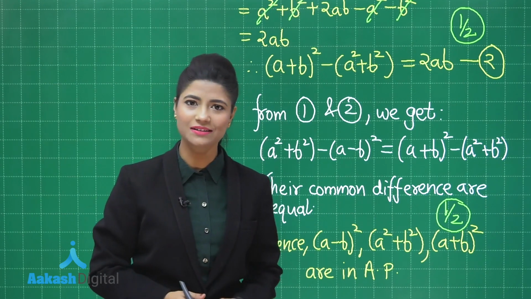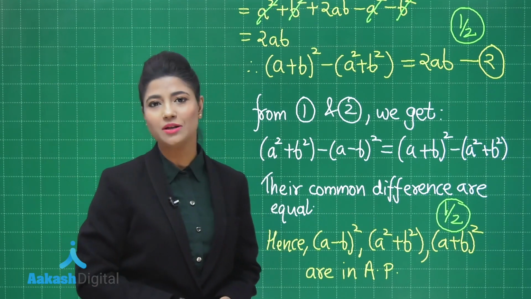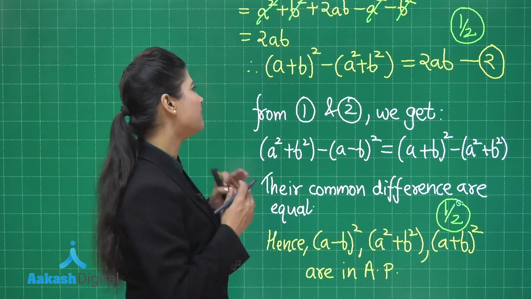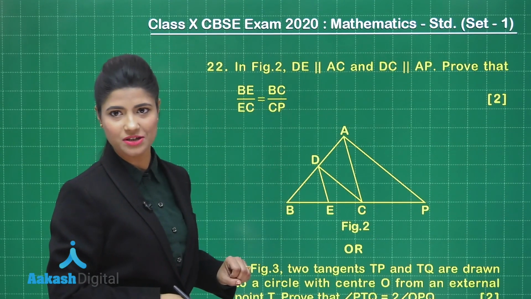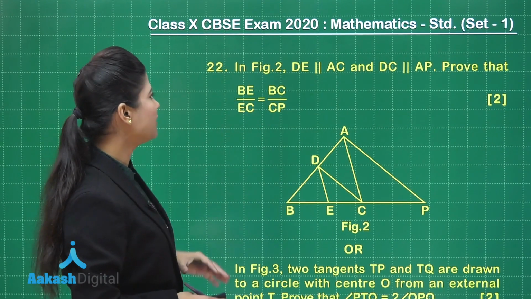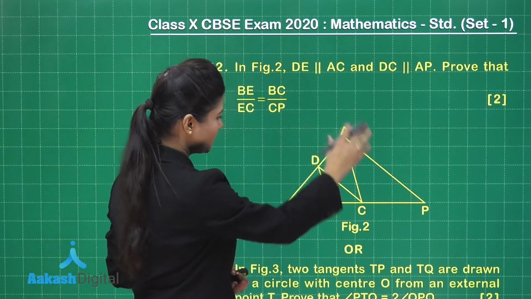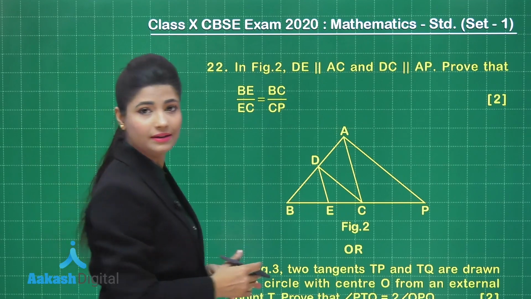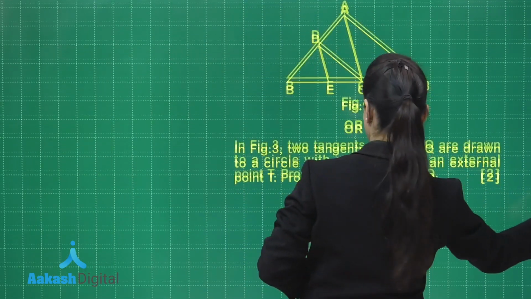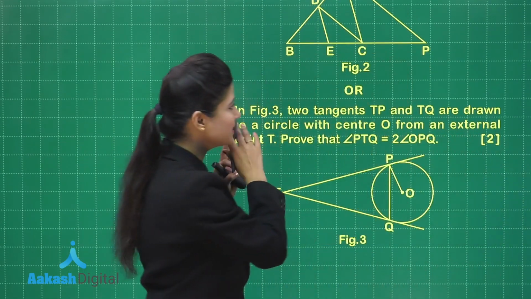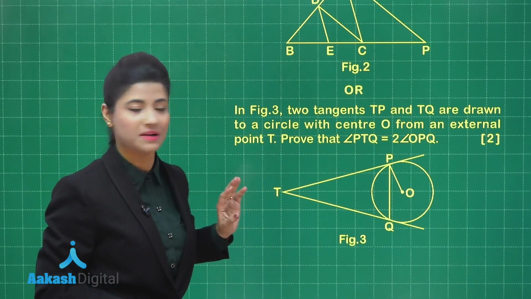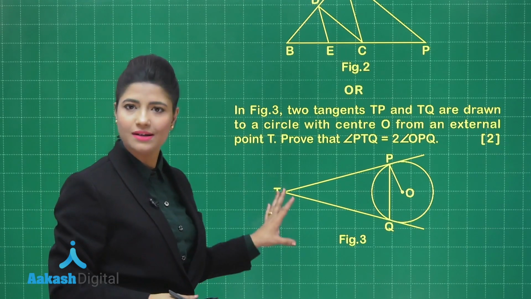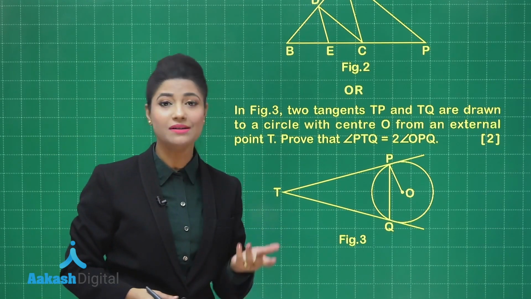I hope that's clear. Now let's proceed to question number 22. Here we have the question number 22. You can clearly see we have an option in this question. So in the first part of this question number 22, we are solving a question related to triangle, and in its option also we have a question related to circle. You can see these are entirely two different topics given in the option. Either you can answer the question related to circle or you can answer the question related to triangle.